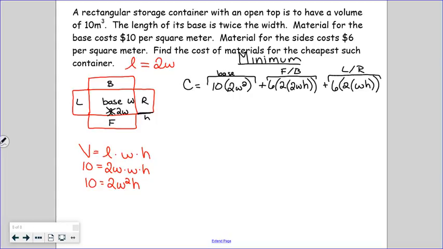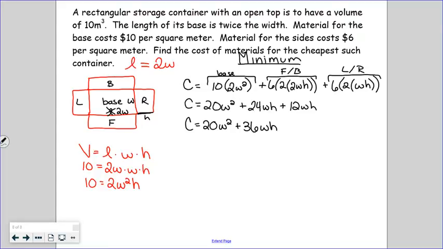So cleaning this one up, it does clean up okay. First of all, 10 times 2, let's see, 20W squared. 6 times 2 times 2 would be 24. And 6 times 2 is 12. These are like terms. Those are both WH's, so I can add those together and get 36WH. And this is our cost formula, but it currently has two variables in it. So that's where I'm going to go back to my initial conditions and solve, so I can do a substitution into this and get it down to one variable.